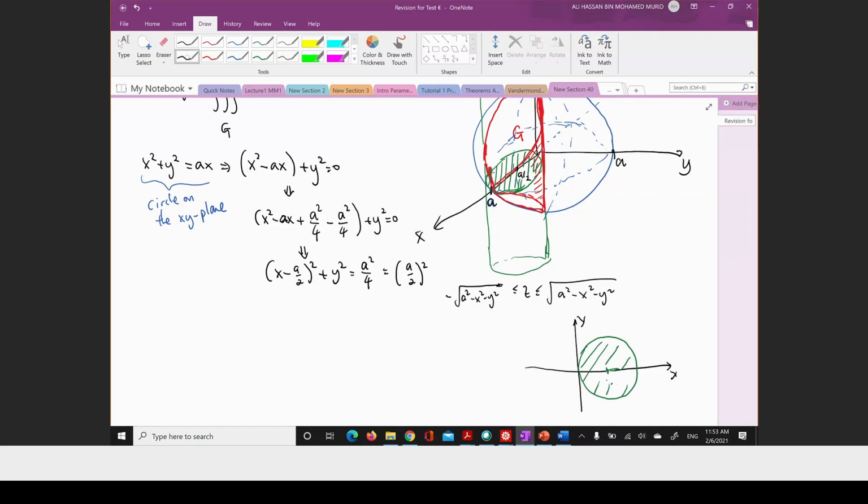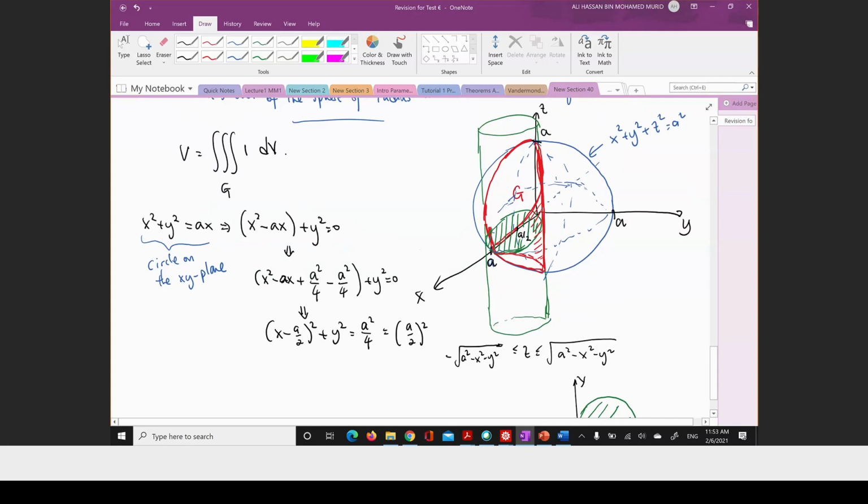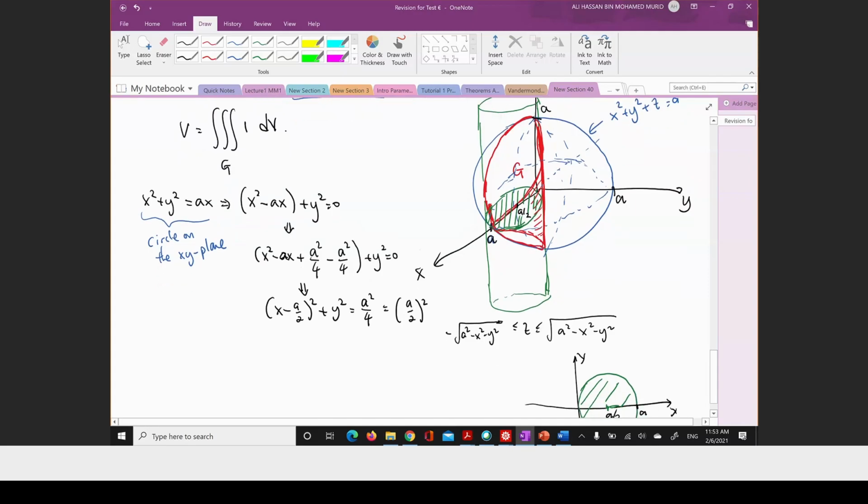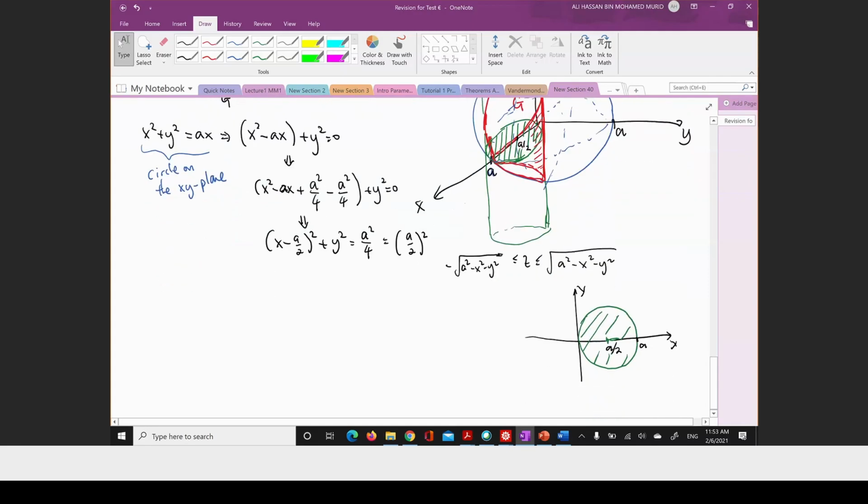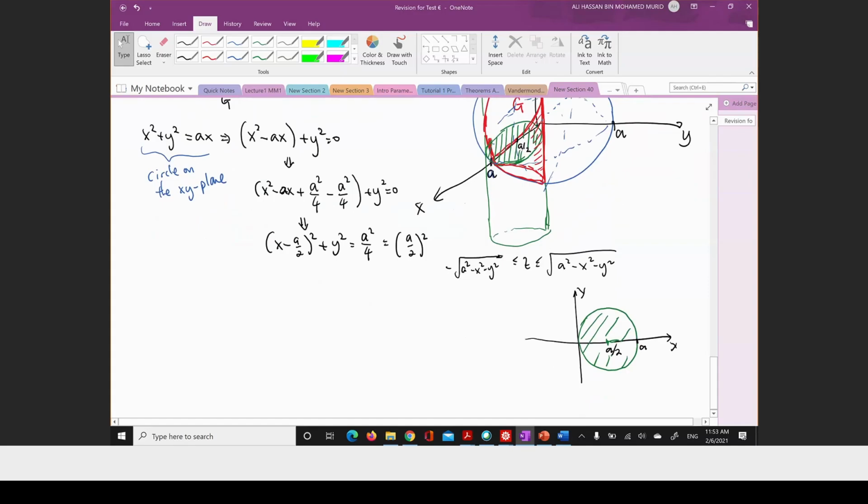A over 2. This is A. What comes to mind when you have a circular region? Cylindrical. Polar coordinate, isn't it? Yeah. So what is the equation of this circle in polar coordinate?